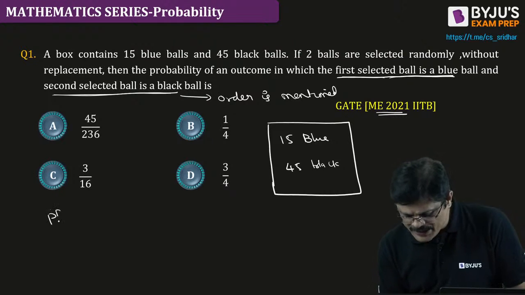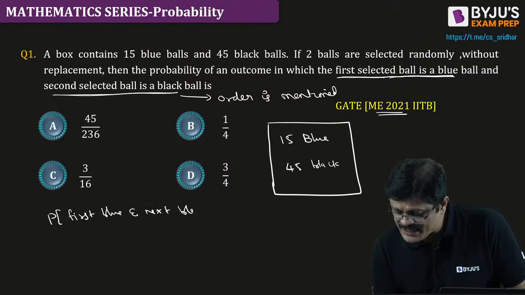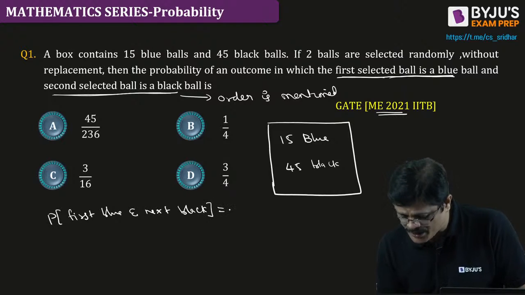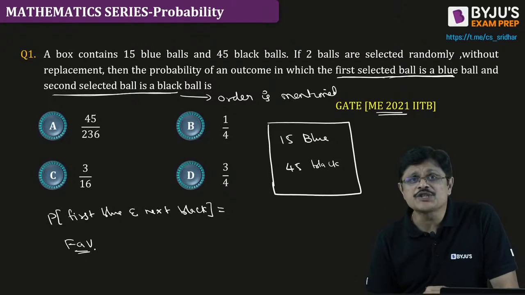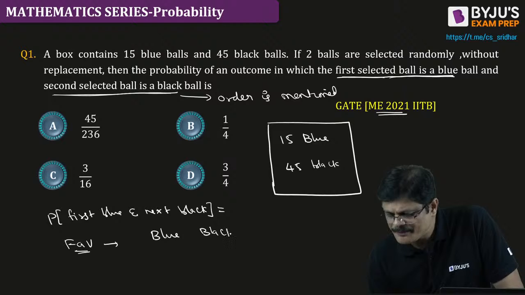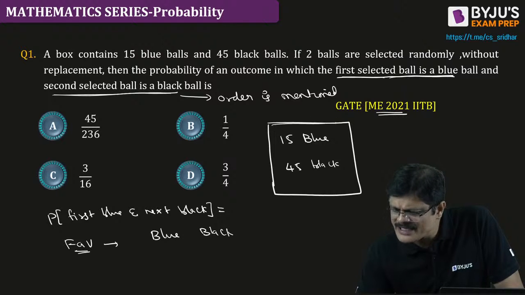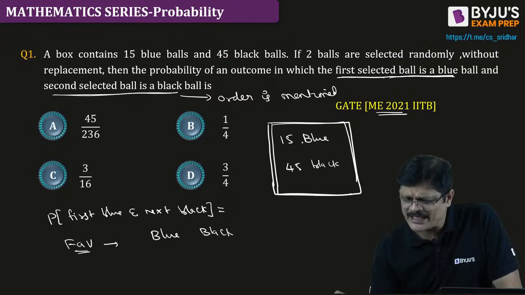So what is the probability that first blue and next black is selected? See here, when they mention the order, the favorable situation is that first you want blue and next you want black. Now please tell me, in this bag or box, whatever it is, what is the probability of selecting a blue ball?